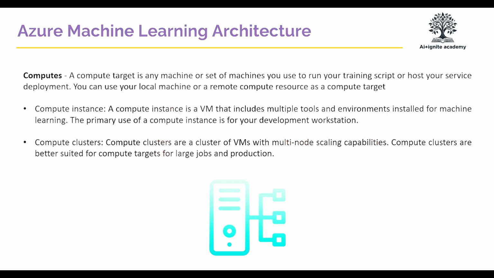And then compute instance and compute cluster. The only difference is a compute instance is one particular virtual machine that includes all of this. It's one single virtual machine. And compute clusters are a cluster of virtual machines. For example, if you are just practicing, in that case, go with a compute instance. If you are going to launch your model, so basically lots of users are going to use your model, in that case, you can go with compute clusters. Okay, so compute clusters, as told here, are better suited for large jobs and production.